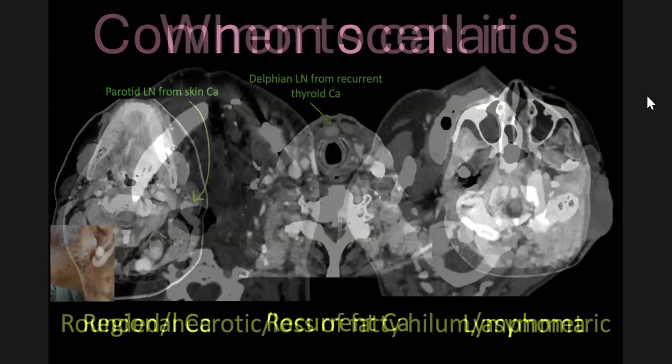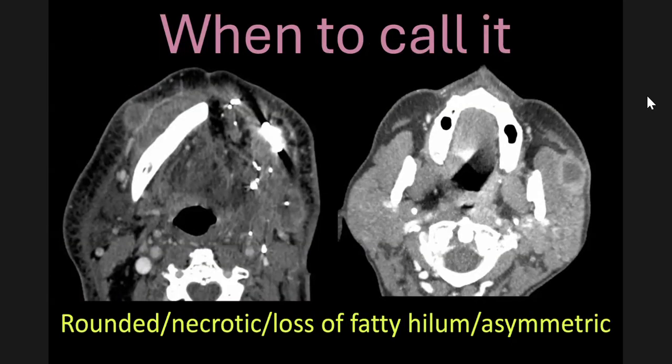Then when to call it, we've talked about that at length. When is a lymph node abnormal? Morphology tends to trump size, and there is not usually a very good size criteria for these other lymph nodes. So morphology really is your friend to call a lymph node abnormal in these areas. If a lymph node is rounded, has loss of fatty hilum, if it's necrotic, and especially if it's asymmetric in this region, you should really pay attention whether or not this lymph node is abnormal.